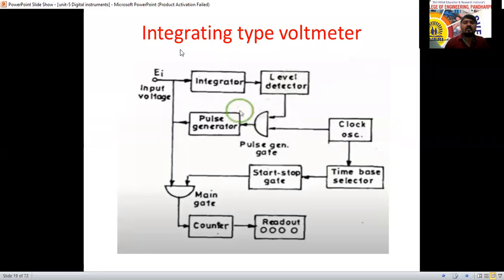So why did the name come as integrating type? We are using the integrator block here. This is the heart of this diagram, this instrument. For that reason the name came as integrator type digital voltmeter.